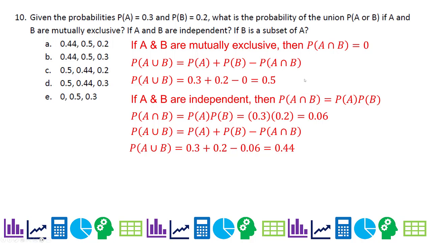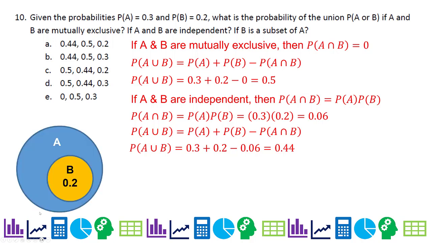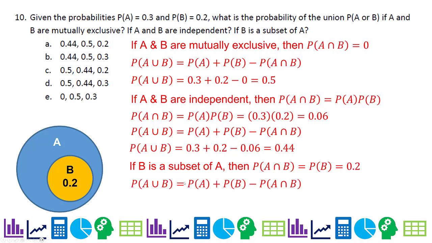So now we have a very interesting one. What if B is a subset of A? So what does that mean? All of B falls in A, and we know the probability of B is 0.2. So if B is a subset of A, then the probability of A and B happening at the same time, that only occurs here. So probability of A and B is just 0.2. So we write the formula down again, substitute, and now we get an answer of 0.3. So our answer is D.